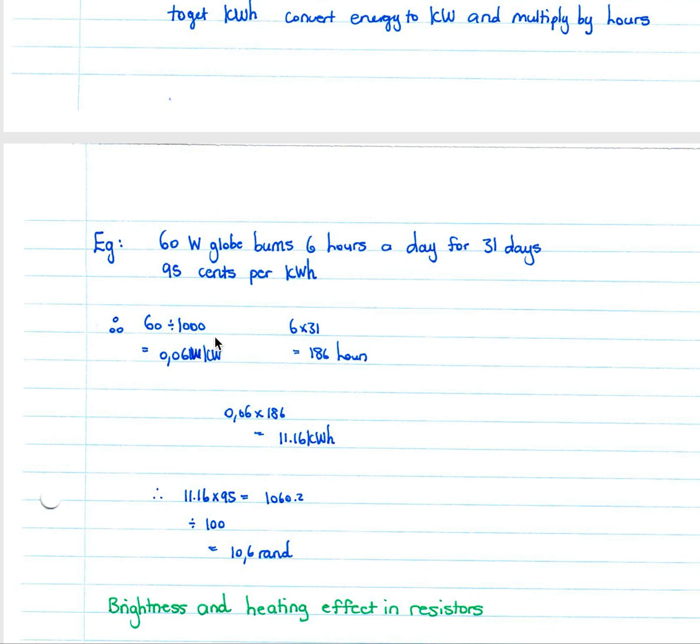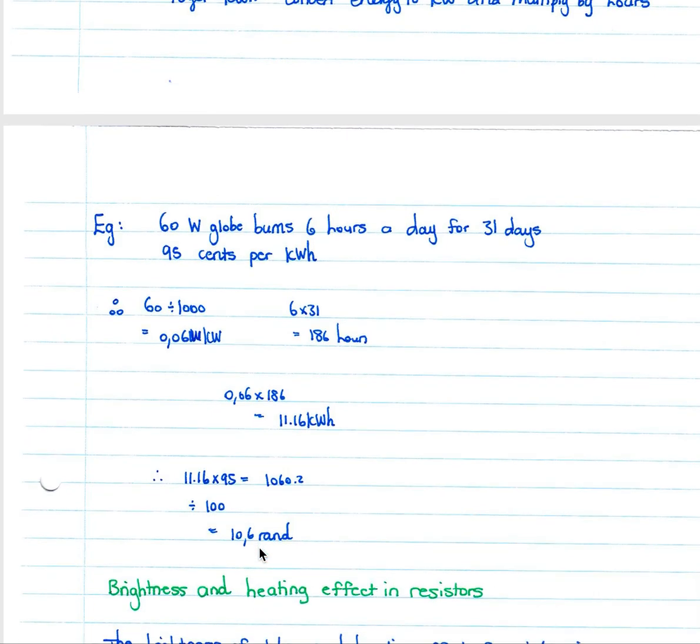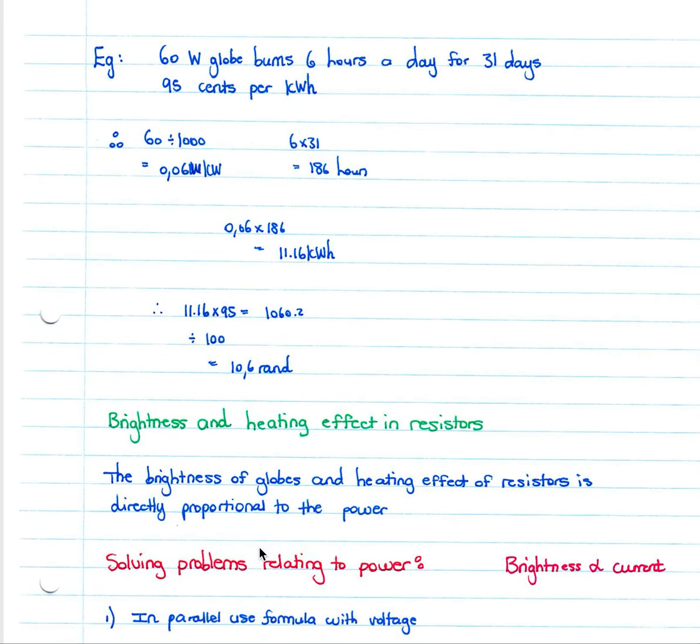So we divide by 1,000, so it's 0.06. And we need to work out how many hours we've used it for, which is 31 times 6 hours, so 31 days and 6 hours a day. Then we simply multiply our kilowatts by our hours, and we get that we've used 11.16 kilowatt hours. Now they've told us that it costs 95 cents per kilowatt hour, so we simply multiply 11.16 by 95 to get it into cents. We then divide by 100 to get it into rands, and we see that it's 10.6 rand, so it's 10 rand 60 cents.